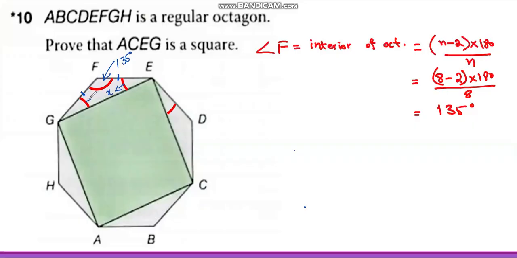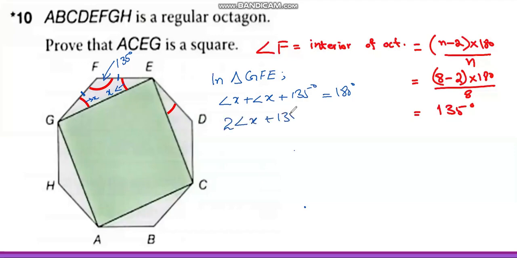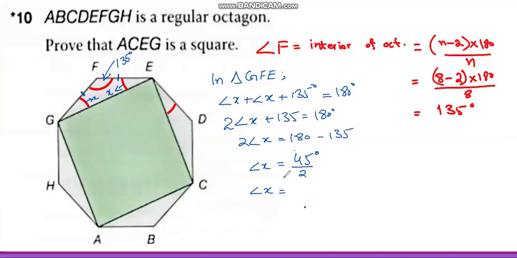Now to work out the size of x, we will consider an isosceles triangle which is GFE. And here the sum of all angles should be 180. So we can write angle x plus angle x plus 135 equals 180. To work out the size of x, we can write 2 times angle x plus 135 equals 180. Let's subtract 135 from 180 first, and that will be 45 degrees. So if we divide both sides by 2, we get the size of x as 22.5 degrees.